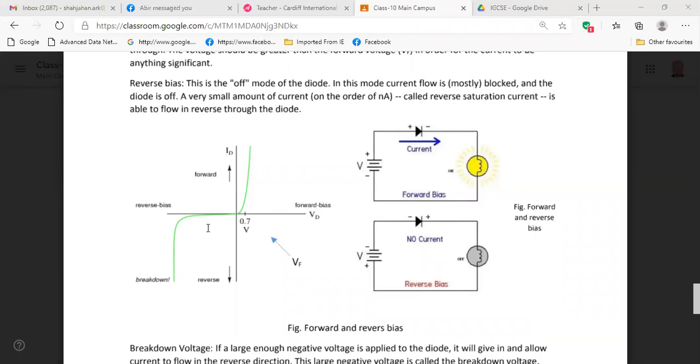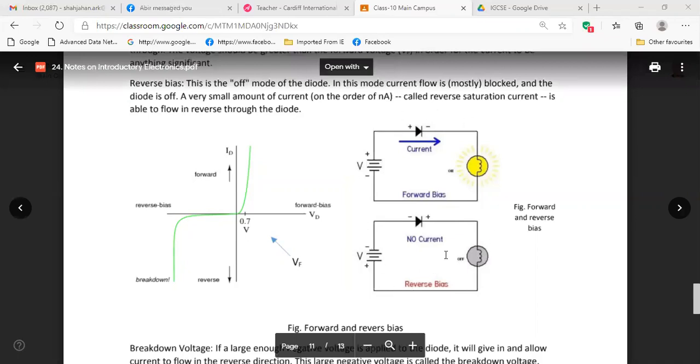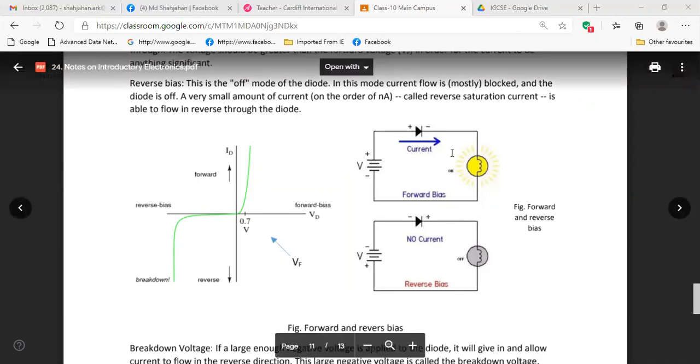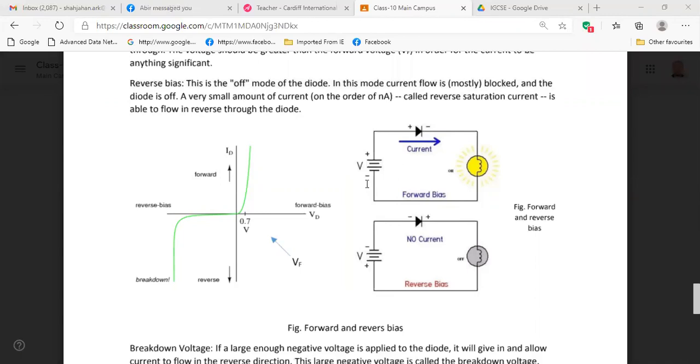Now what you have to do, you just draw these two diagrams. Okay, it is forward bias. During forward bias, the positive side of the diode is connected to the positive side of the voltage, and the negative side of the diode to the negative side of the voltage. That one is called forward bias, and current can flow. You see the light is on. Okay, the light is working.